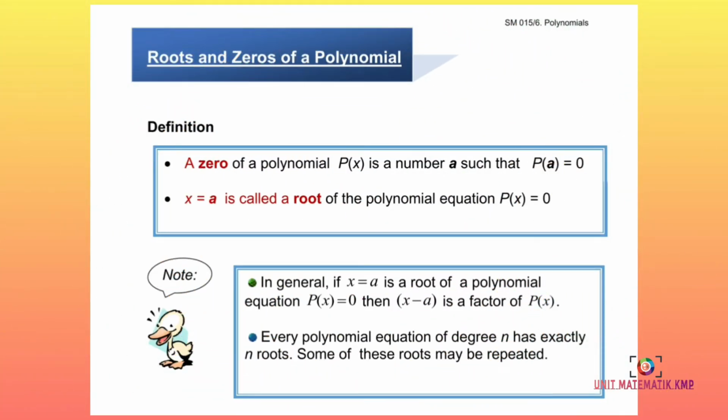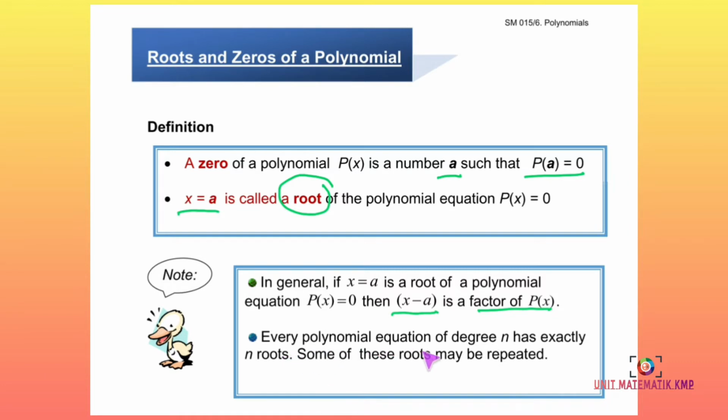Now we move to the next subtopic, which is roots and zeros of polynomials. Definition: a zero of a polynomial P(x) is a number a such that P(a) equals 0. x equals a is called a root of a polynomial equation P(x) equals 0. In general, if x equals a is a root of a polynomial equation P(x) equals 0, then x minus a is a factor of P(x).